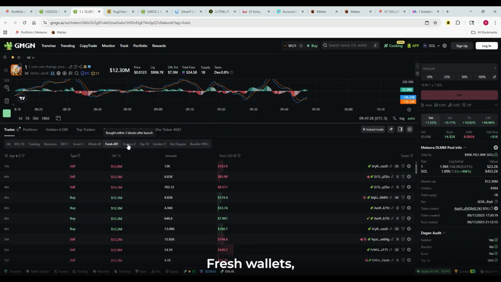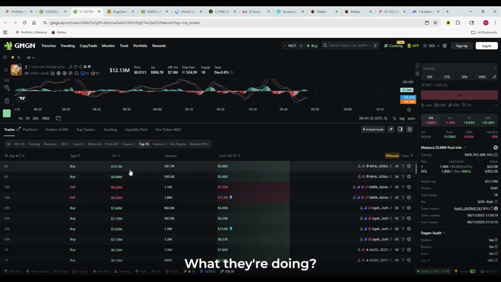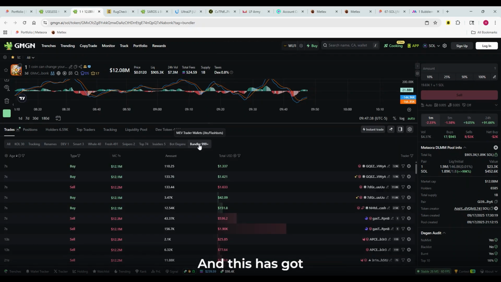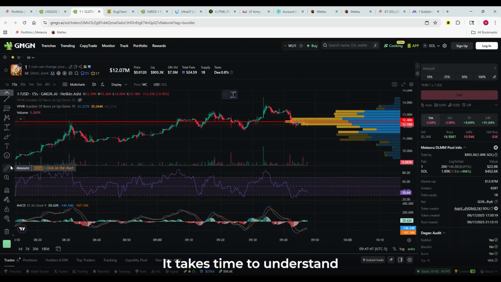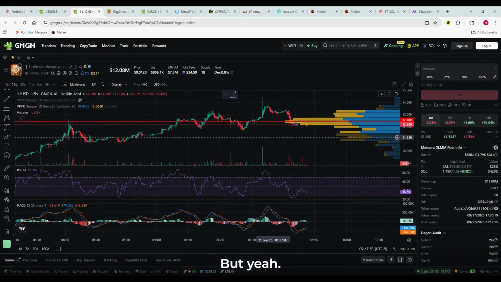Fresh wallets, snipers, the top 74 holders, what they're doing, insiders, bot degens, and bundlers. And this has got over 1,000 bundlers. So you see what the different types of wallets are doing, and you can kind of get an idea. It takes time to understand what you're looking at over that, but yeah.